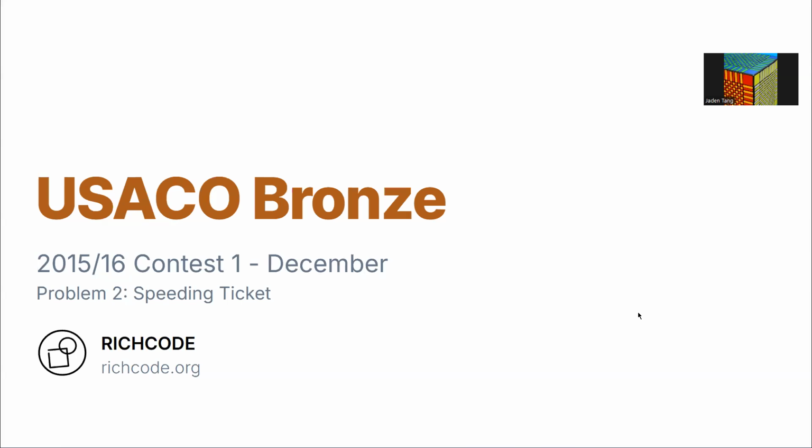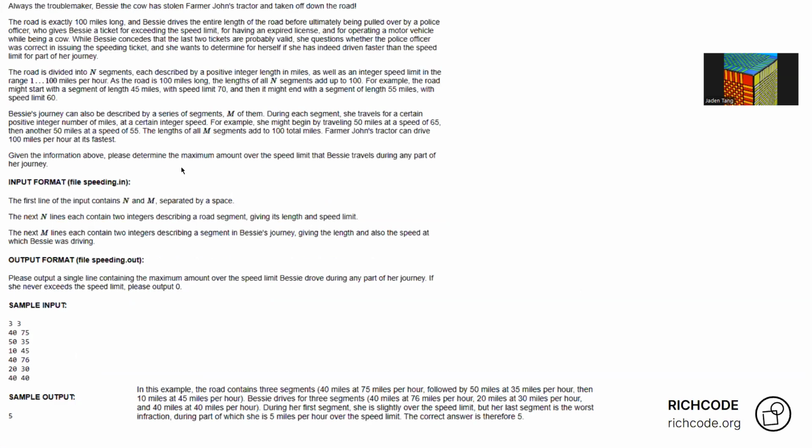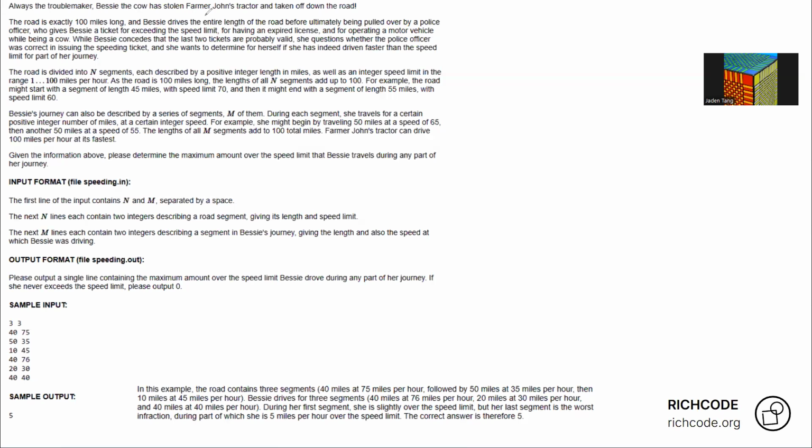In this video, we will be going over contest 1 December from the 2015 to 2016 season, and the second problem, speeding ticket. The problem is like this. Bessie, always the troublemaker, has stolen Farmer John's tractor and taken off down the road. The road is exactly 100 miles long, and Bessie drives the entire length of the road before ultimately being pulled over by a police officer, who gives Bessie a ticket for exceeding the speed limit, having an expired license, and operating a motor vehicle while being a cow.